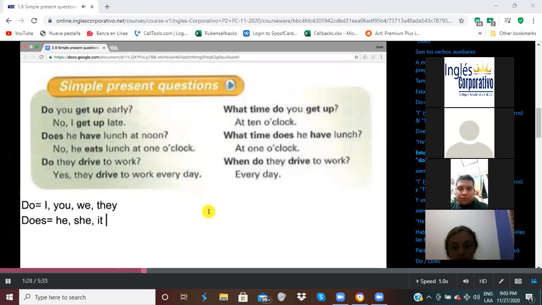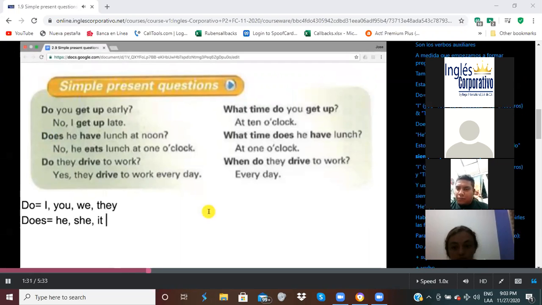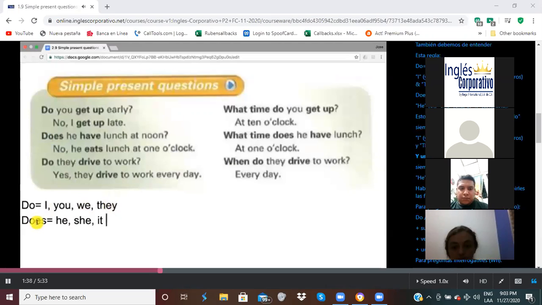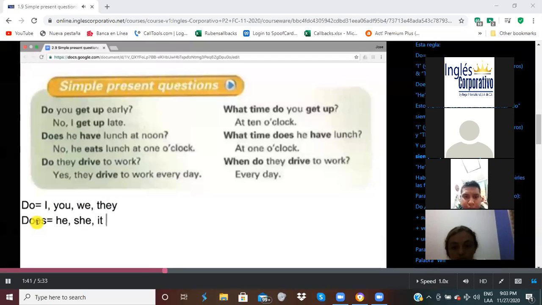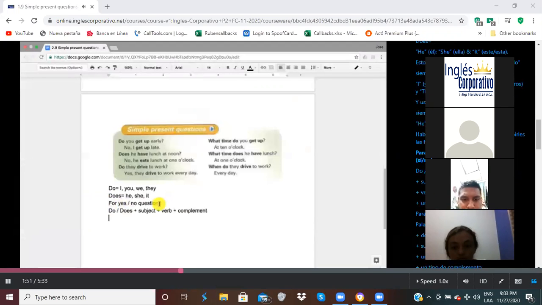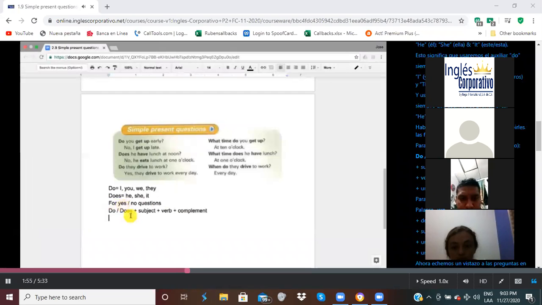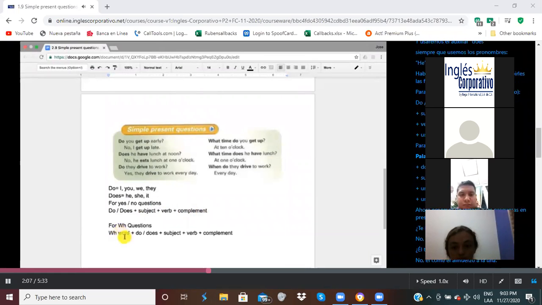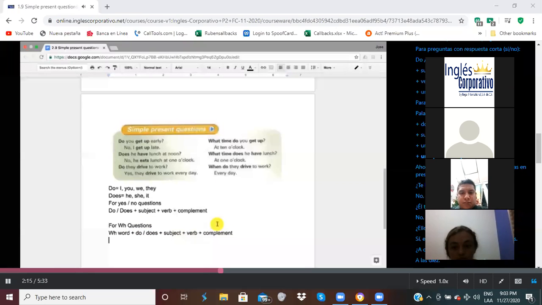This means that we will use the auxiliary do whenever we use the pronouns I, you, we, and they. And we will use the auxiliary does whenever we use the pronouns he, she, and it. Having said this, let me write the formulas to form questions. For yes or no questions: do or does plus subject plus the verb plus some kind of complement. For WH questions: WH word plus do or does plus a subject plus a verb plus some kind of complement.